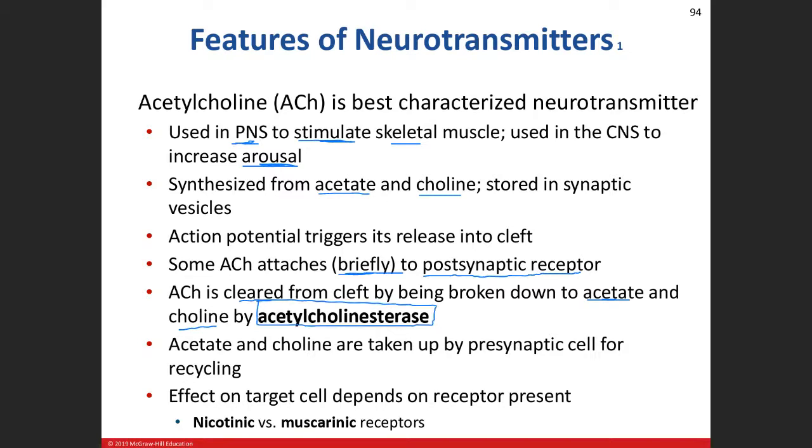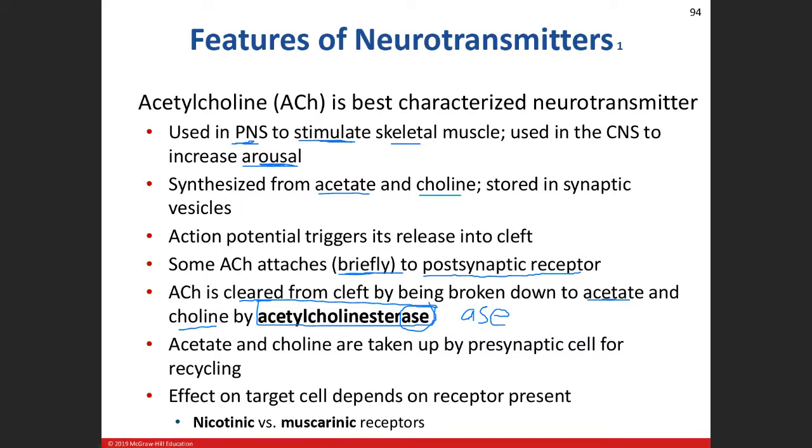Anytime you see a word that has -ase at the end, it's an enzyme. You should know that. So anytime you see something like kinase, acetylcholinesterase, protease, anytime you see -ase at the end, it's an enzyme. It's going to break something down.